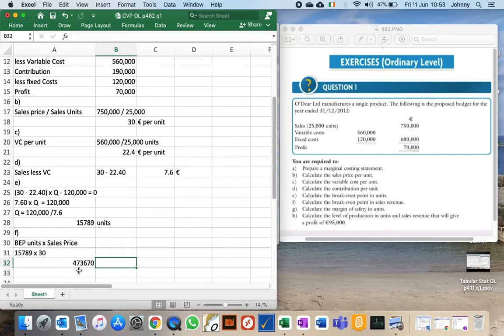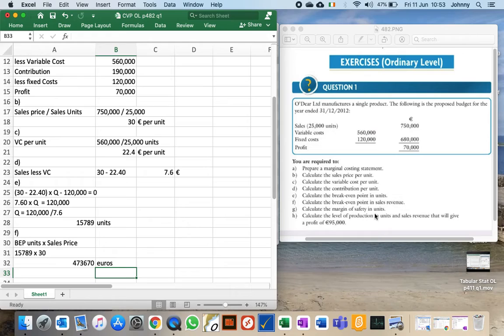So that means in euro terms, if we sell 473,670 euros, if that amount of money comes into the till, we make a profit. Oh, sorry, that we break even. If we sell more than that, we make a profit. If we sell less than that, we make a loss.